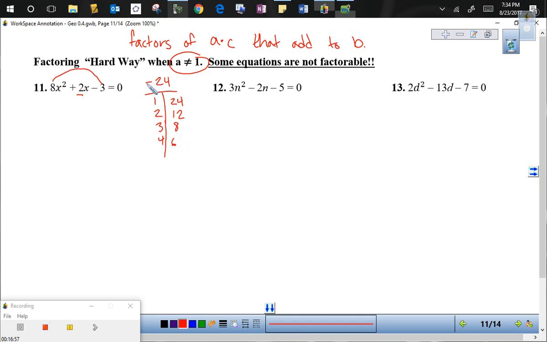Okay, but we also need different signs. So the sign of the middle term goes with the bigger number. So the positive goes with the bigger number. That means the 4 gets the negative.